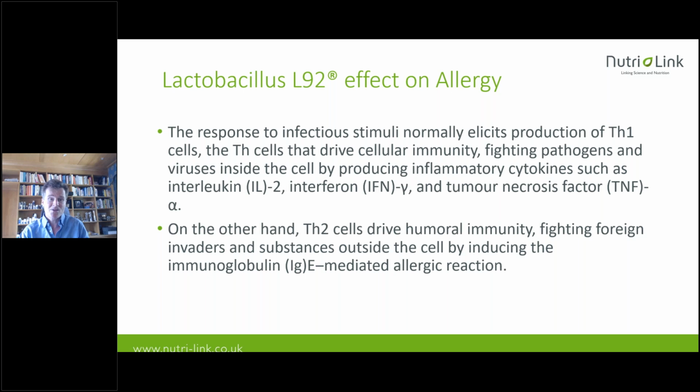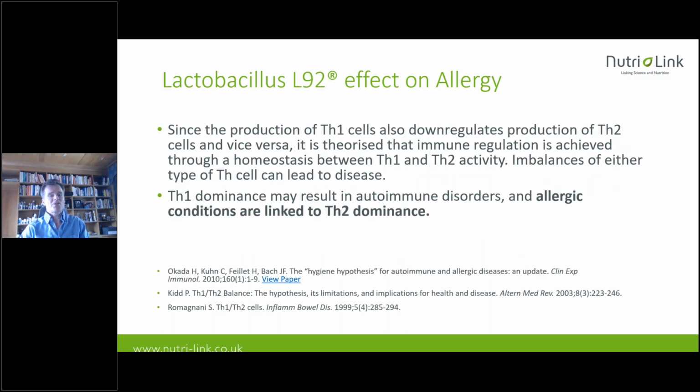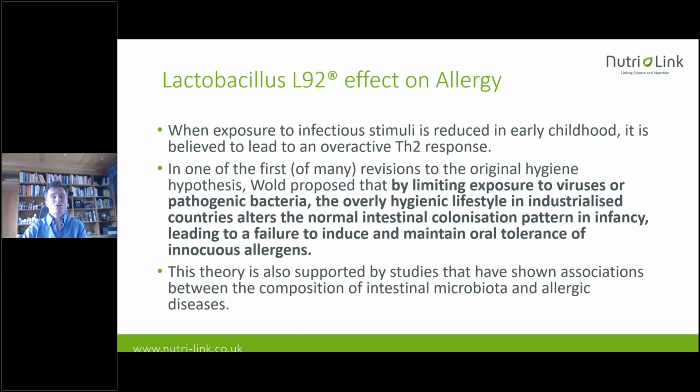Like interferon gamma is the prime one of Th1, and interleukin 4, not indicated here, is indicated with Th2. And so Th2 drives this thing called humoral immunity, fighting foreign invaders and substances from outside the cell, inducing immunoglobulin IgE allergic reactions. So Th1 may result in autoimmune disorders if it's dominant, and allergic conditions are linked to Th2 dominance, so a repetition of that information.